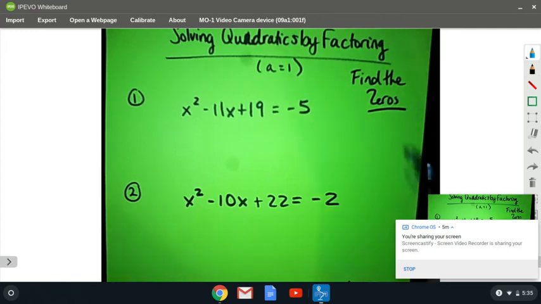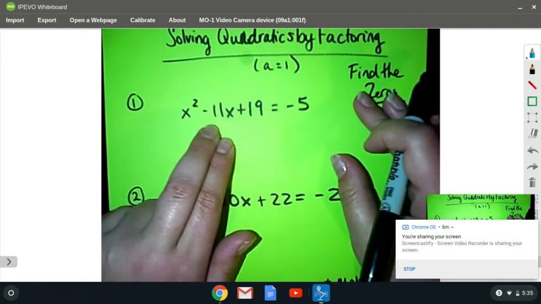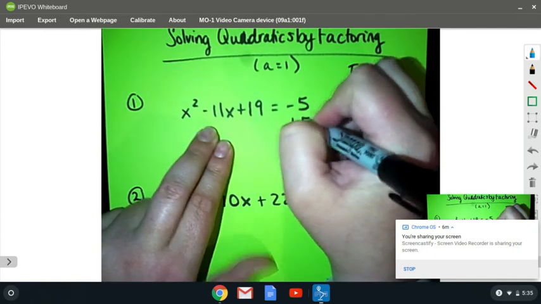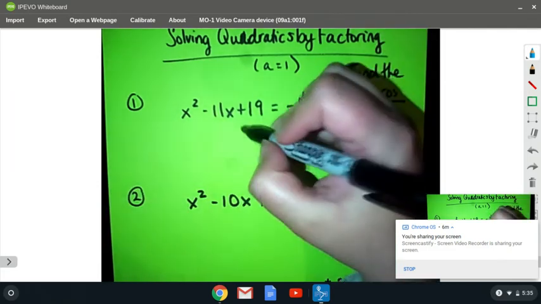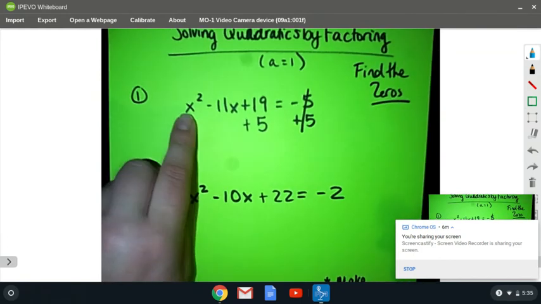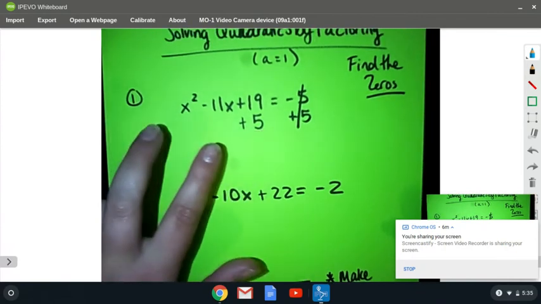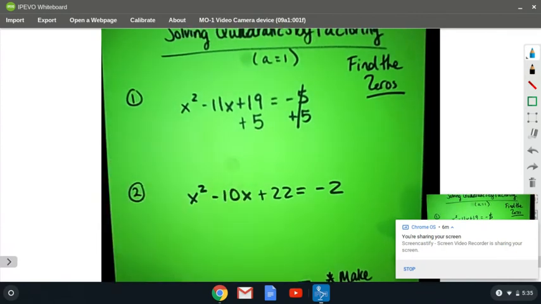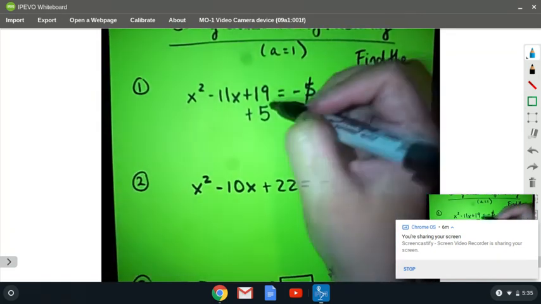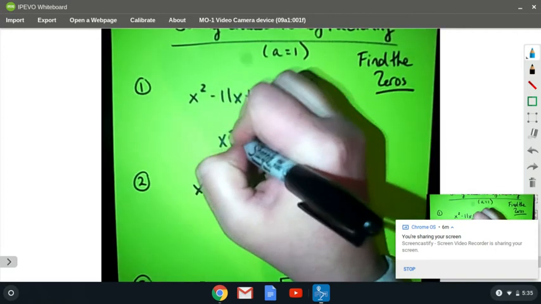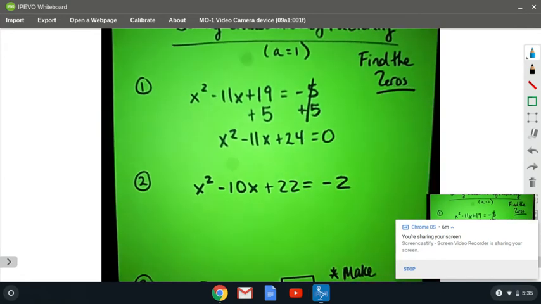So starting with number 1, I want this to equal 0. There's a -5 here, so I'm going to take this -5 and move it over here. The only thing I have to do is the opposite, so I'm going to add 5. But the only thing I can do to that plus 5 is add it to the 19. Because I have x squared minus 11x. Those are not like terms with that 5. Okay? There's no x attached to that 5. That means I have no variable. It cannot possibly be a like term with either of these terms. Okay? So it can only be added to this 19. That's going to give me x squared minus 11x plus 24 equals 0.